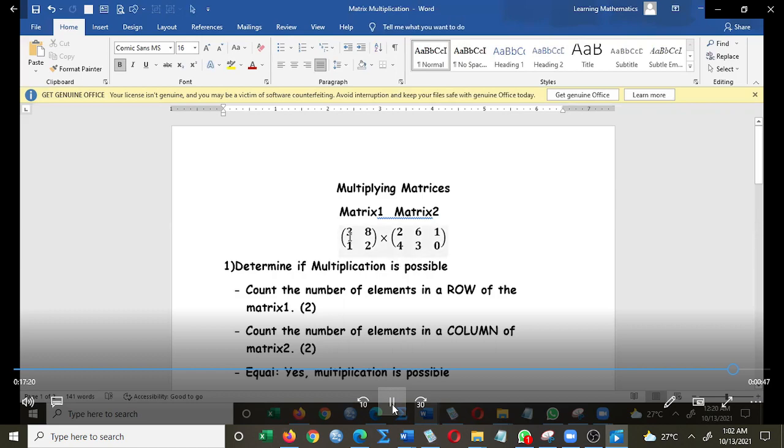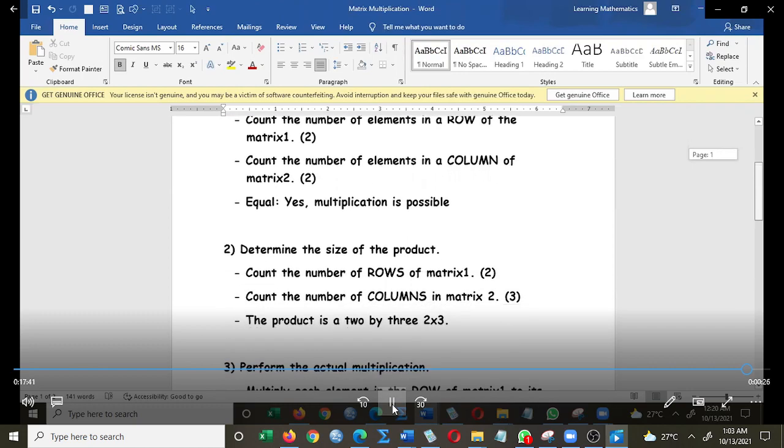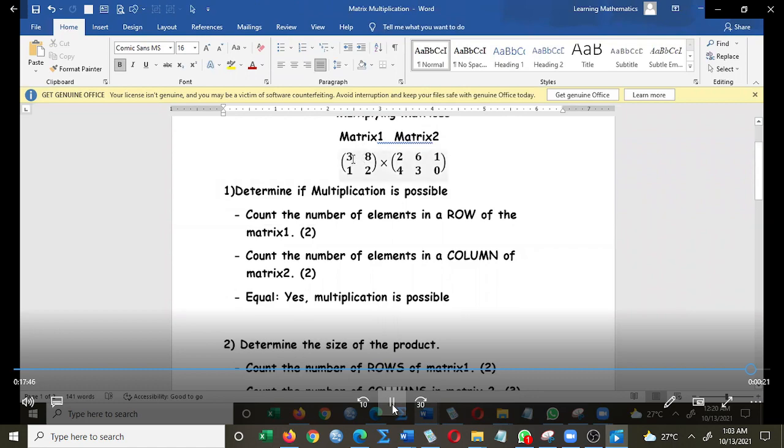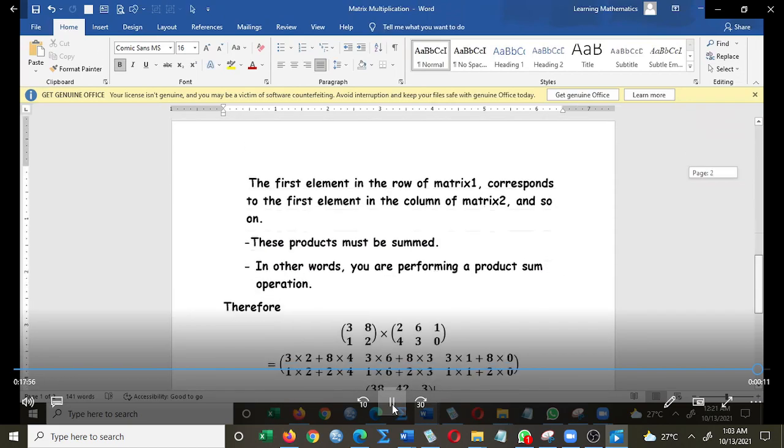There will not be correspondence with the number of elements in the row and the number of elements in the column, okay? Because that's how you're going to multiply the first times the first plus the second times the second. If there was a third, plus the third times the third, and so forth. All right, and to determine the size, you count the number of rows. The first matrix always controls the rows and the second matrix controls the columns. So 2 rows in the first, 3 columns in the second, so it's a 2 by 3. And here we have it.